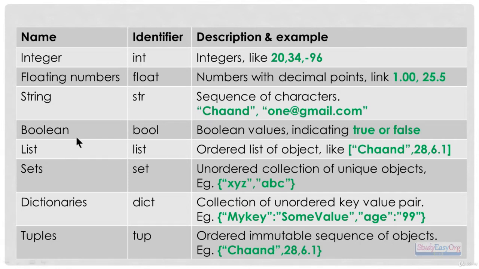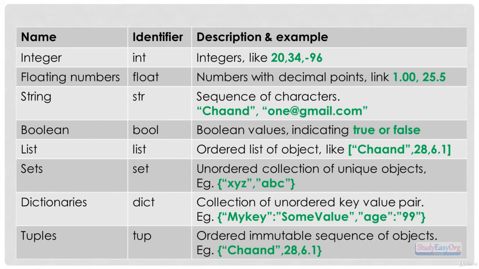Alright, then we have boolean. A boolean variable can contain a true or false value. A boolean is used to identify whether a condition is true or false. We can also create a variable of boolean type. We can store true or false in a variable.